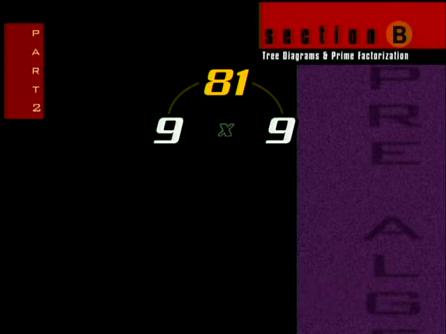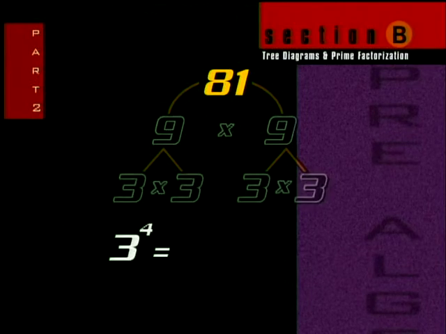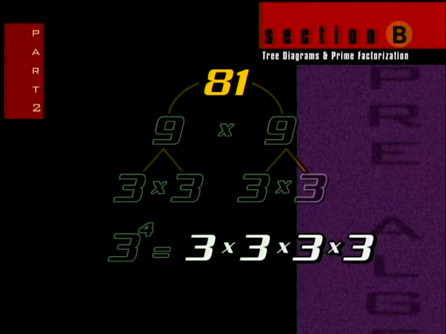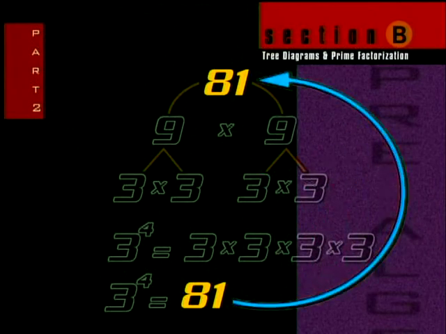Since 9 can be factored into 3 times 3, we get 3 times 3 times 3 times 3, or 3 to the 4th power. If we multiply it out, we see that 3 to the 4th power equals 81, which means we factored correctly, because 81 is our original number.